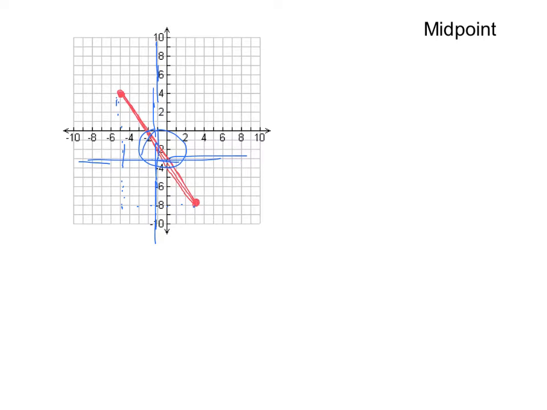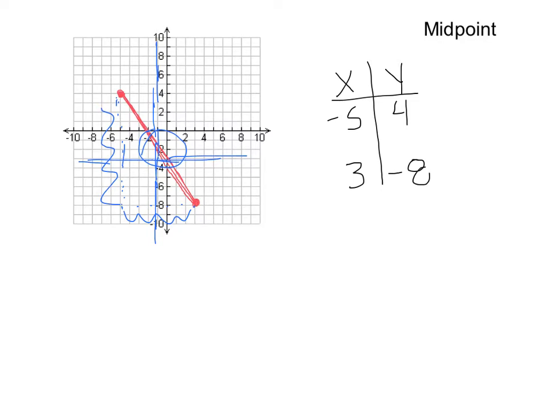What we're going to have to do is find that up and down distance, and find the side to side distance. We're going to have to find halfway in between those two things. Basically what we're doing is we're thinking about the average. So I'm going to make a table because I love to make tables. I had the point -5, 4. And then I had 3, -8.